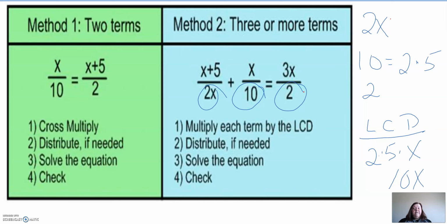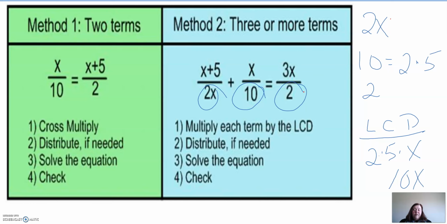Now if needed, we'll have to distribute. So that x plus 5, if we were to work out this, would have to get multiplied by that 10x. So the x would get multiplied by that as well as the 5. Once you multiply and distribute the LCD, you should end up with an equation that does not have any fractions. That's the goal, to get rid of the fractions.